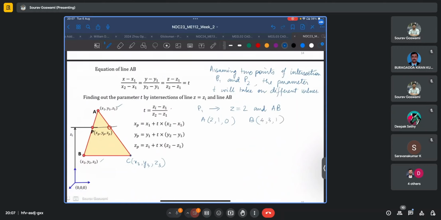Let us find the parameter t. t is equal to zi, which is 2, minus z1, which is 0, by z2, which is 1, minus z1, 0, or 2. xp is equal to x1, which is 2, plus the parameter t into x2, which is 4, minus x1, which is 2, which is equal to 6. Did I do something wrong?